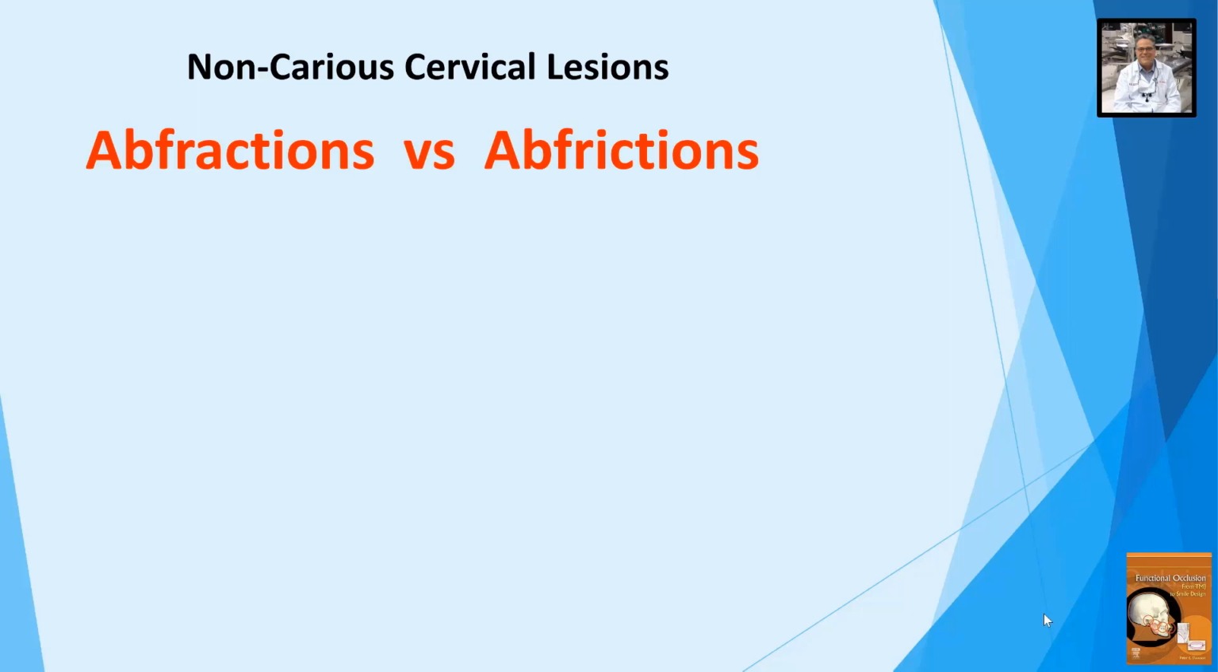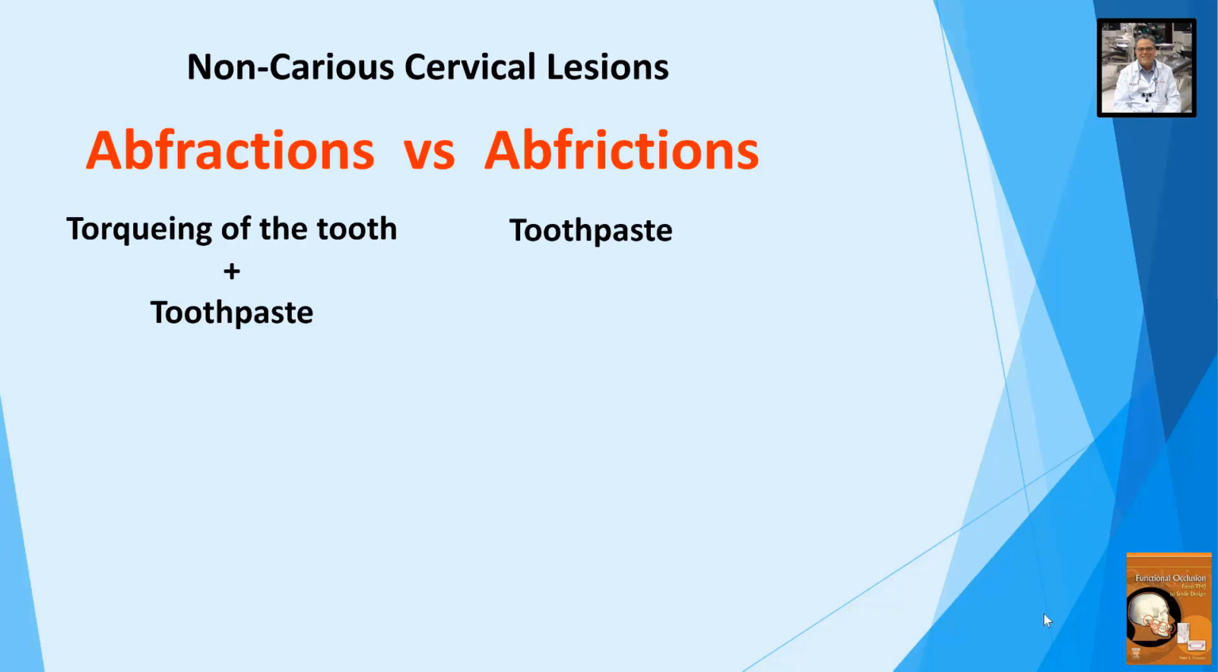Now let's compare a couple types of non-carious cervical lesions. We're going to differentiate between what we all know of as abfractions versus abfrictions. Abfractions are a combination of the torquing of the tooth and the toothpaste. You see, as the torquing of the tooth occurs, the dentinal tubules become weakened, and then the friction from the toothpaste breaks them off. On abfrictions, there's no torquing of the tooth. It's just the friction from the toothpaste.